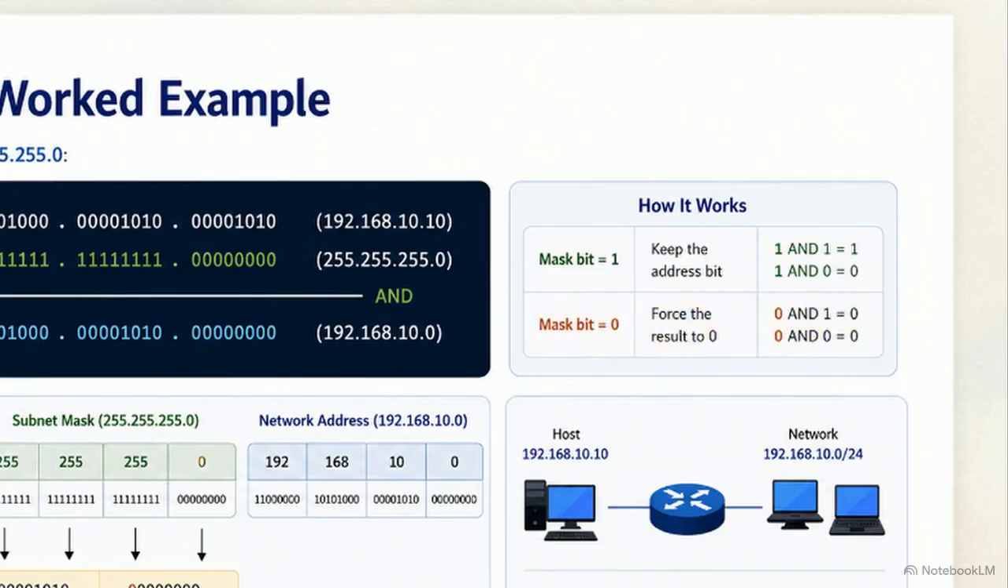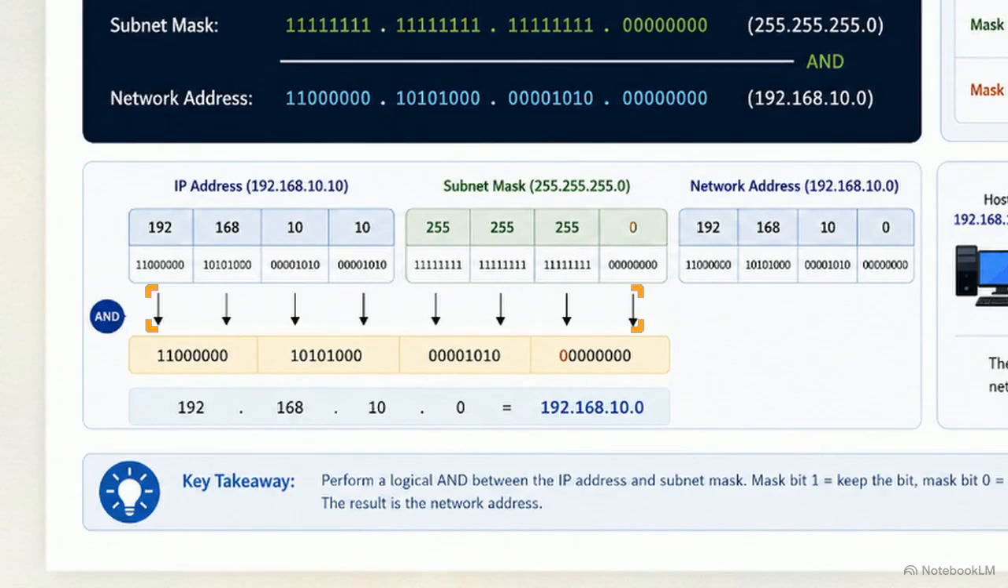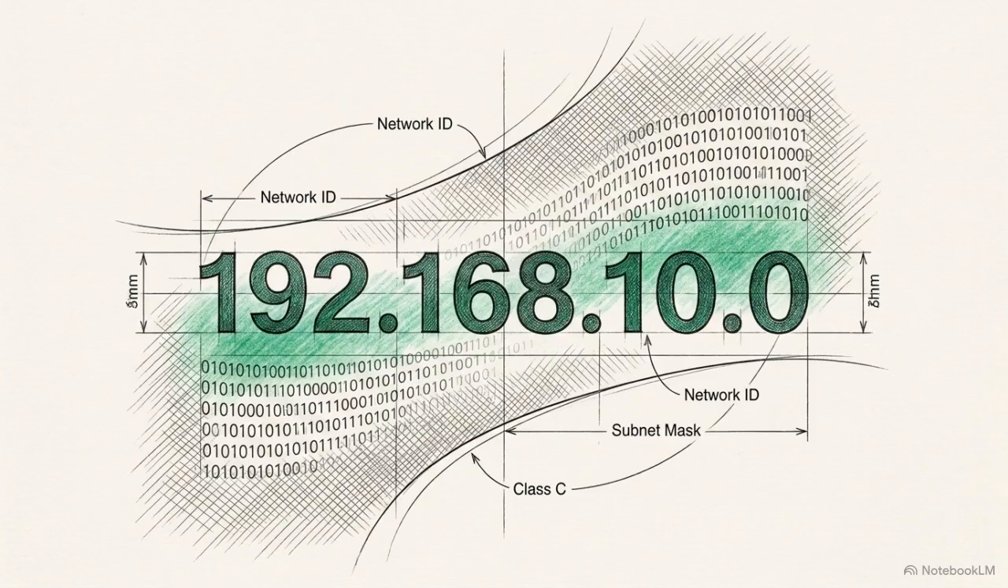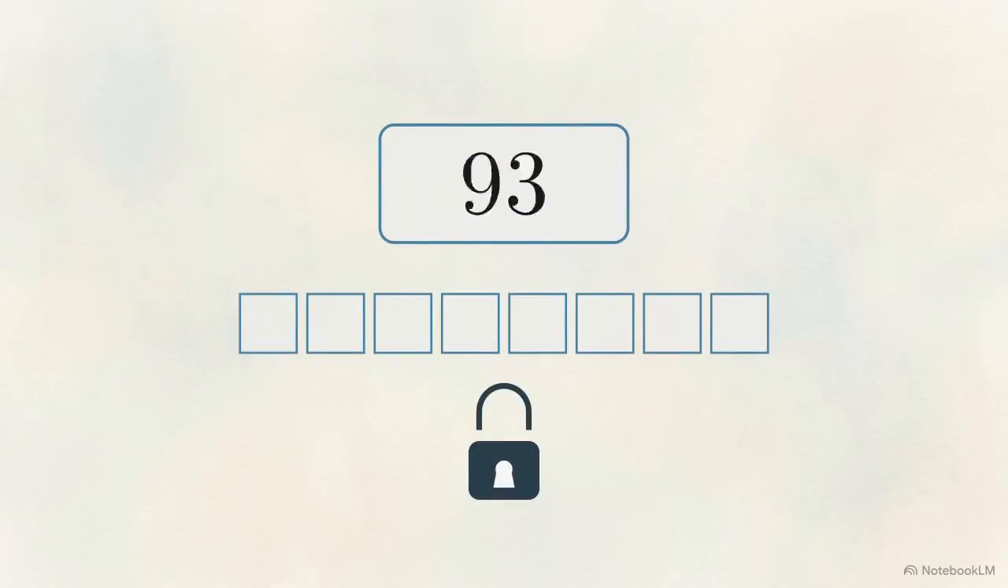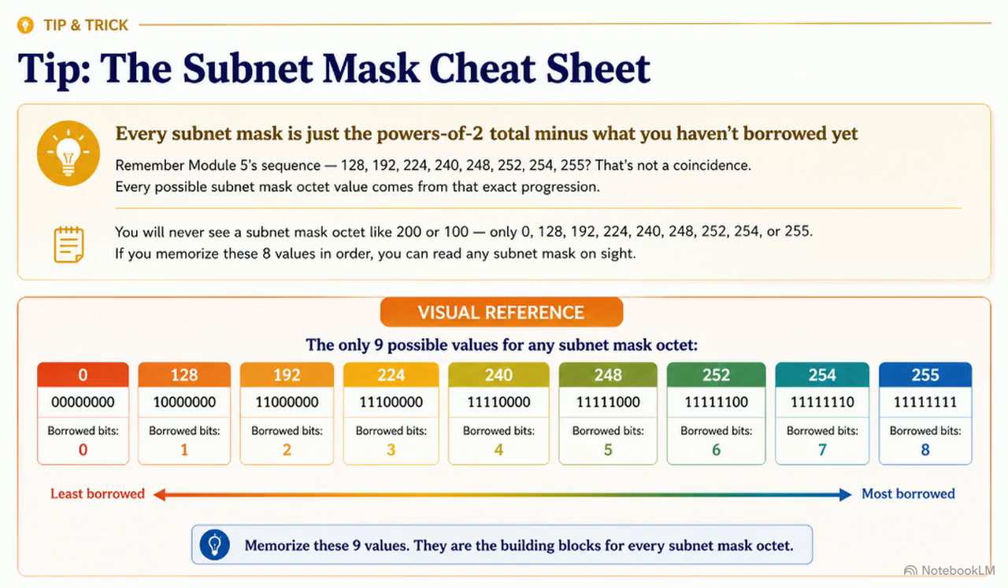Walking through the vertical calculation, wherever the subnet mask has a 1, the IP address bit drops directly down into the result. But wherever the mask has a 0, the output is unconditionally forced to 0, masking out the host bits entirely. The final result of this operation is the exact network address. Because of how this math functions, the numbers that can actually appear in a subnet mask are severely limited. This reference strip outlines those limitations.